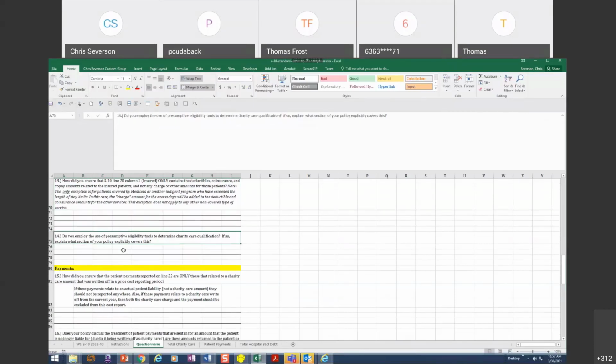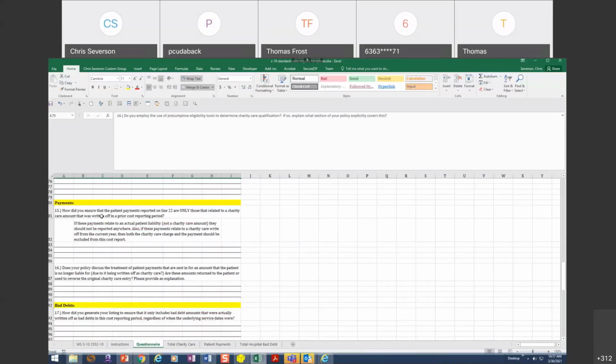Number 14, do you employ the use of presumptive eligibility tools to determine charity care qualification? If so, what section of your policy explicitly covers this? So I do want to stress this. Presumptive eligibility has never been allowed for indigent bad debts, Medicare bad debts, but it is allowed for charity care on line 20 as long as your policy covers it. That's a distinction that CMS has made. They've stressed for years and years that presumptive eligibility is not allowed for indigent bad debts, though. This does not change that.